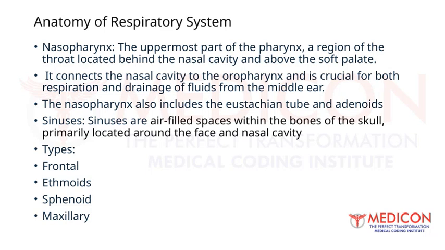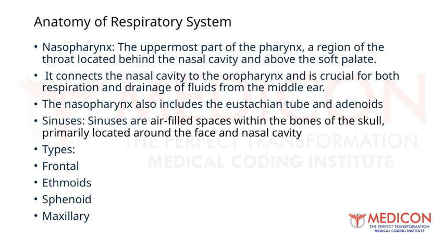Let's take a closer look at the anatomy of the respiratory system, starting with the nasopharynx. The nasopharynx is the uppermost part of the pharynx, located right behind the nasal cavity and just above the soft palate. It plays a vital role in breathing because it connects the nasal cavity to the oropharynx, allowing air to pass through.